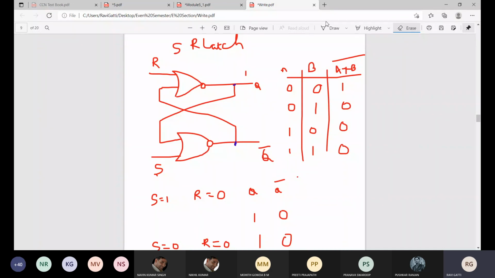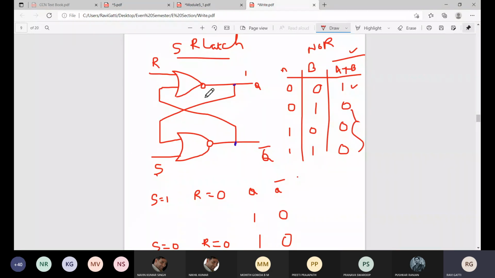Okay, and to highlight what a NOR gate is, it is nothing but the complement of A plus B. So the logic truth table for this NOR gate is that only when both the inputs are 0, 0 do you get the output as high. For the remaining cases, the output will be 0. Okay, so we are implementing this SR latch.